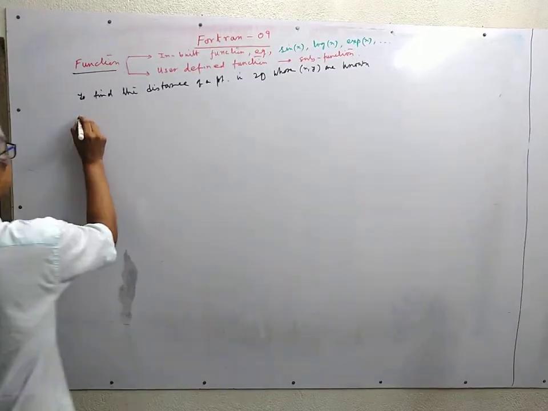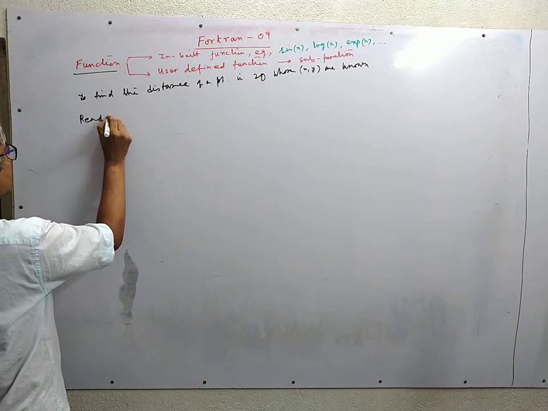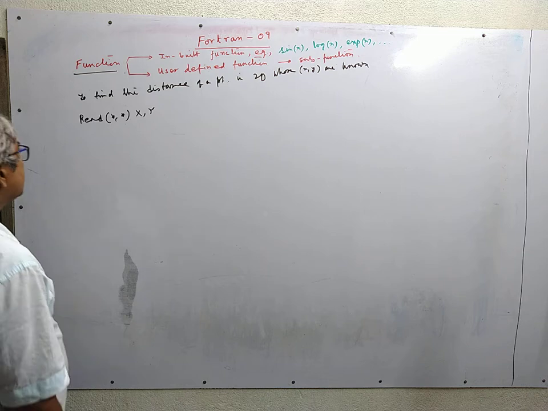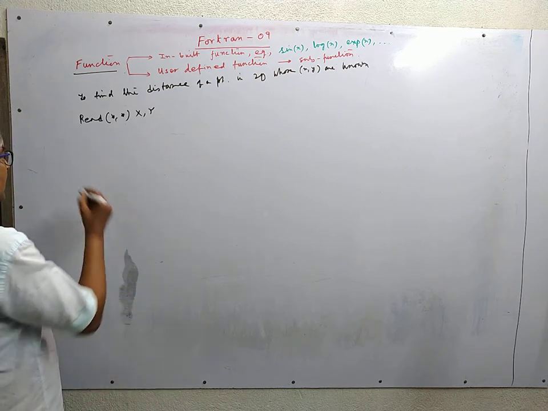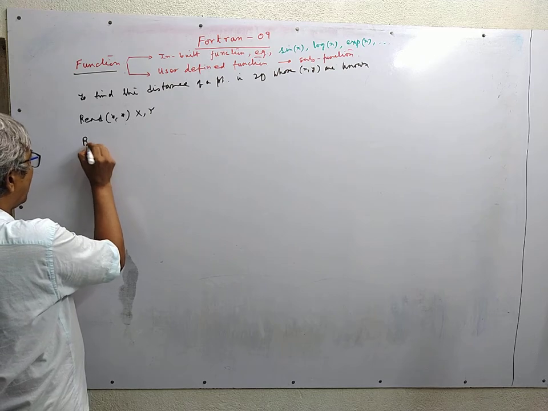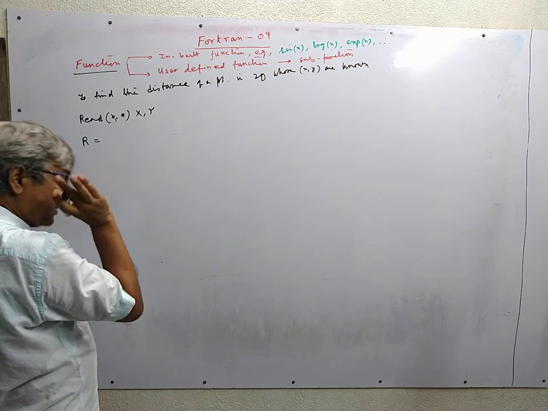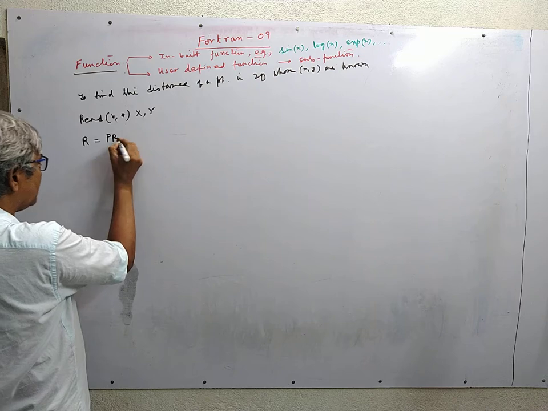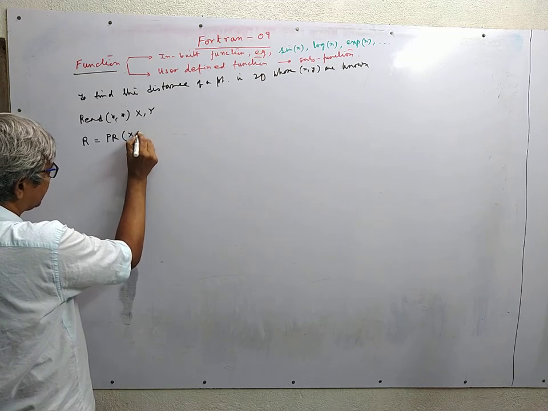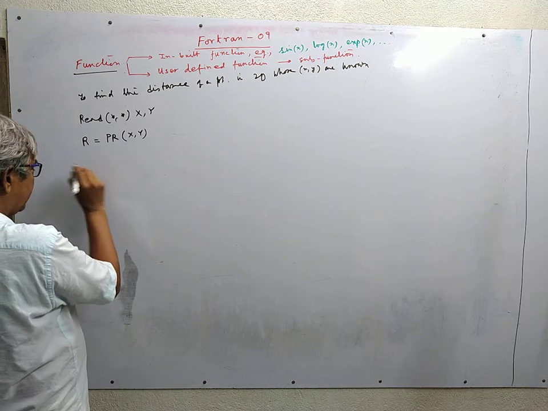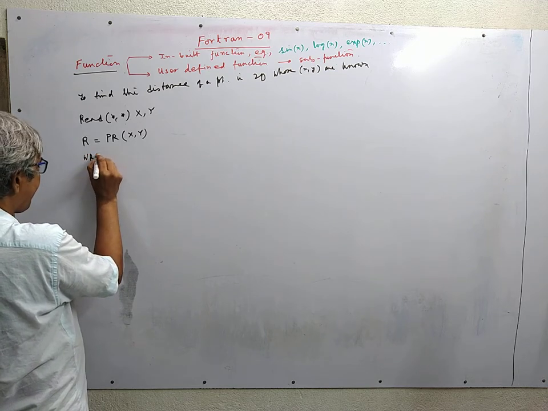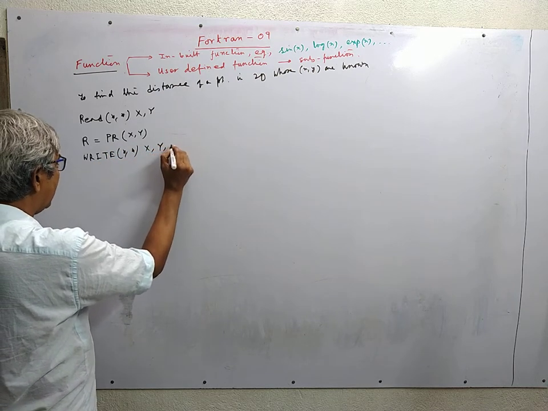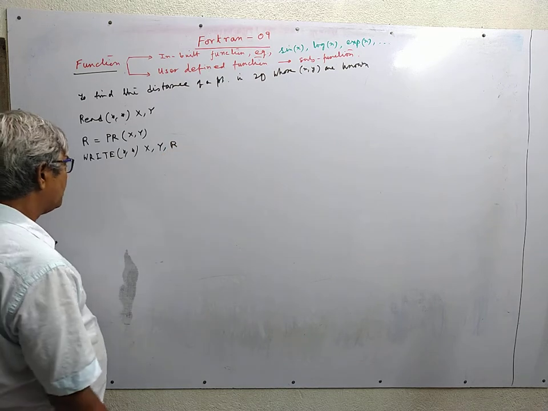So we write program. Read *, x and y as the input. Then we call the function, r is equal to the name of the function. The name of the function is polar r. We give polar r whose inputs are x and y, and then we write x and y as input and r as output.